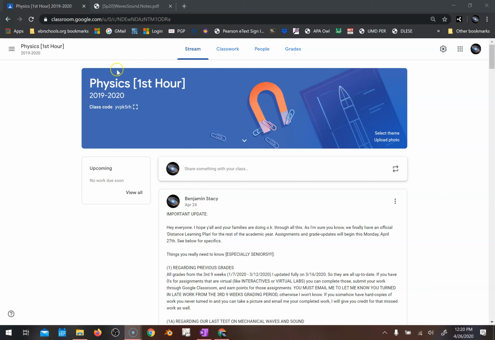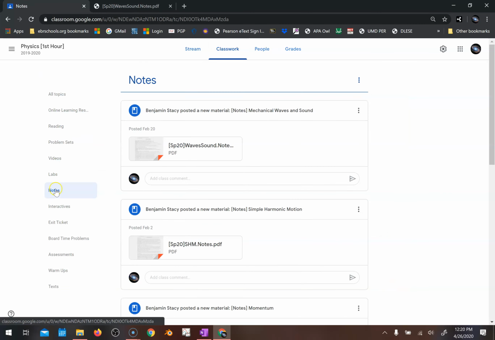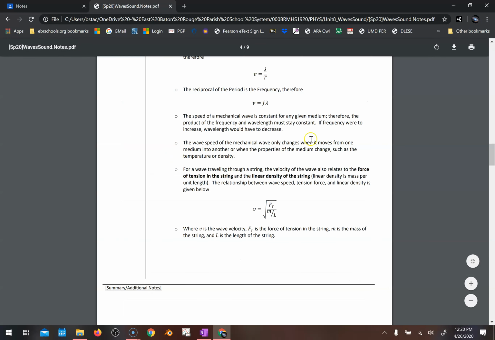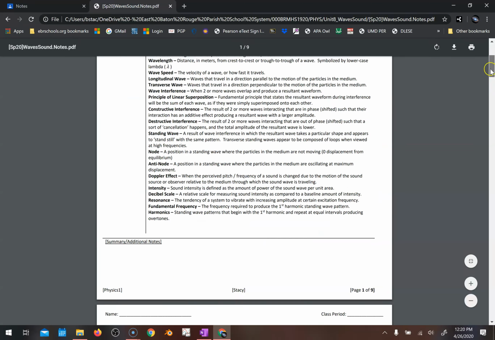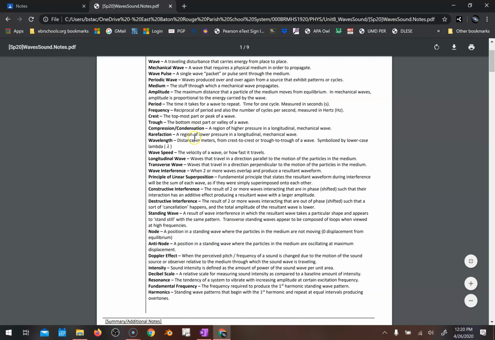As a reminder, here on Google Classroom, if we go to classwork, notes on the left, most recent notes from February 20th. Good Lord. Mechanical waves and sound, there it is. Okay, so if we need to review some stuff, I'll point you to 3 pages on the notes that'll be most useful for this particular question.